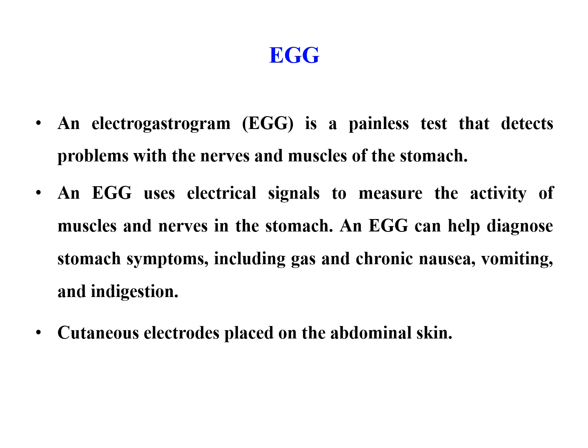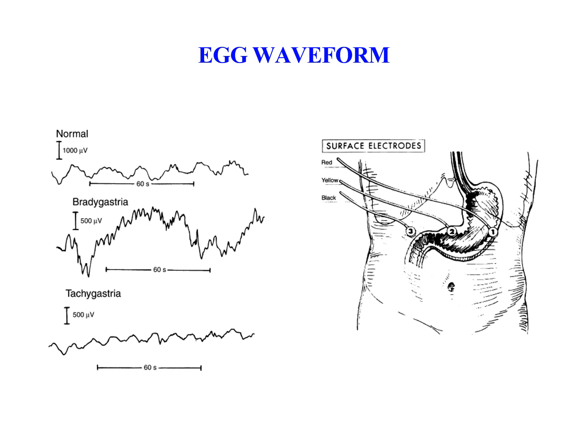Next one is the electrogastrogram. EGG, electrogastrogram, is a painless test that detects problems with the nerves and muscles of the stomach. The electrical signals measure the activity of muscles and nerves in the stomach. An EGG can help diagnose stomach symptoms including gas, chronic nausea, vomiting, and indigestion. This is the surface electrogastrogram waveform, showing normal, bradygastria and tachygastria waveforms.